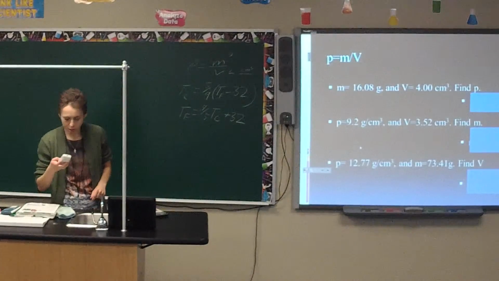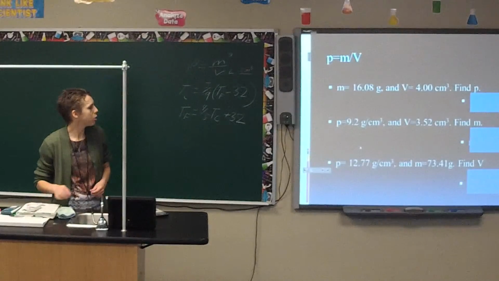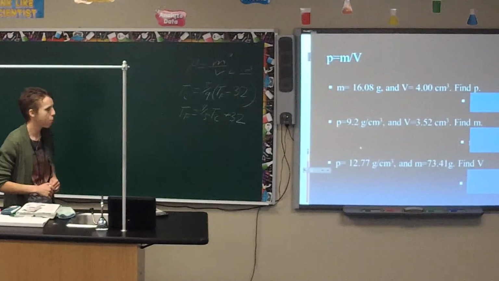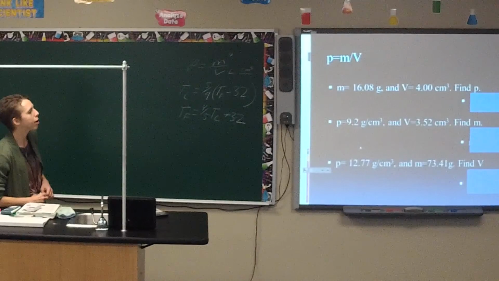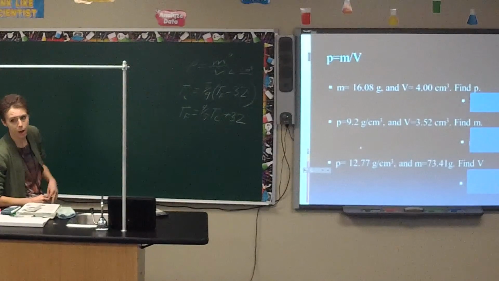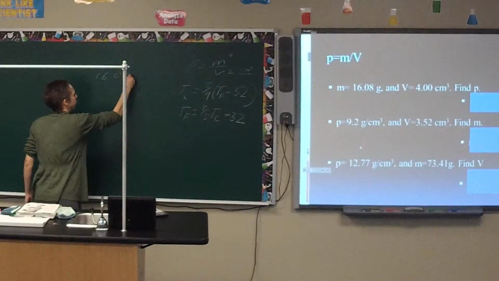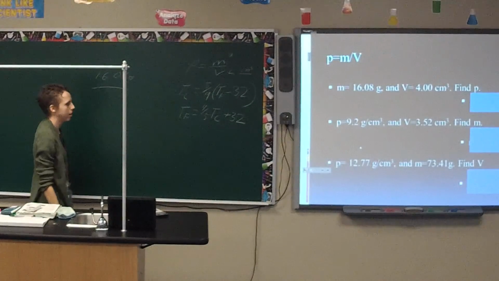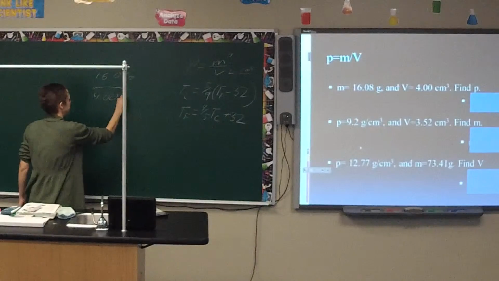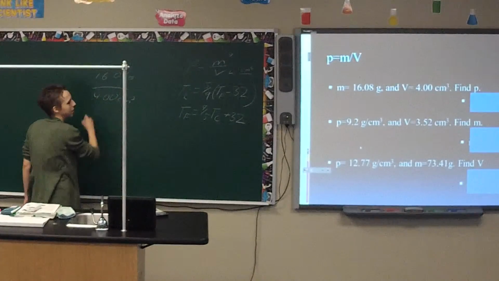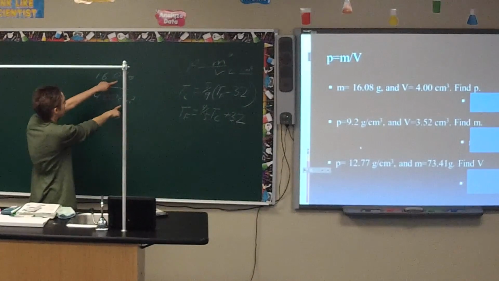Alright. So let's practice with this first one. If the mass is 16.08 grams and the volume is 4 centimeters cubed, find density. First off, how do you set this up? What goes in the top, Chris? 16.08. Yep. So 16.08 grams. What goes in the bottom, Ethan? 4. Yep. How do you know? Because the volume. Okay, yeah, but also look at the units. Units will help tell you.